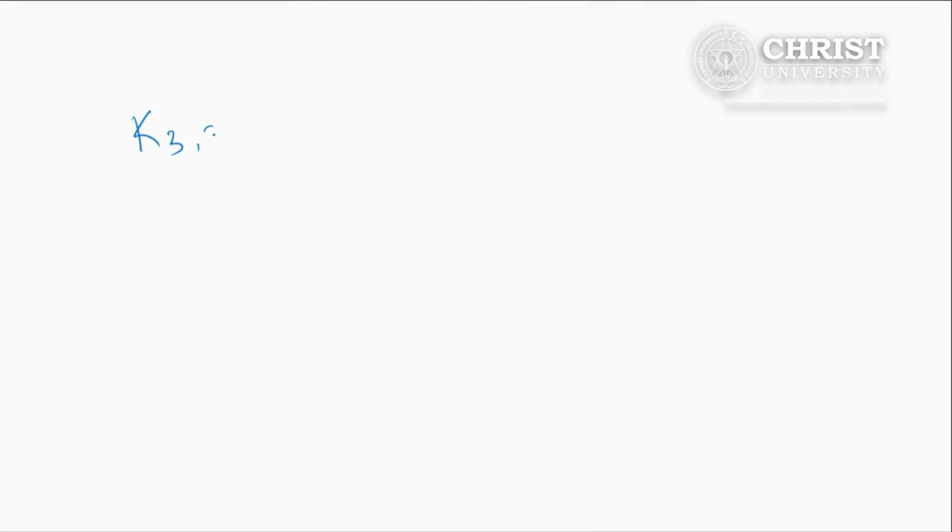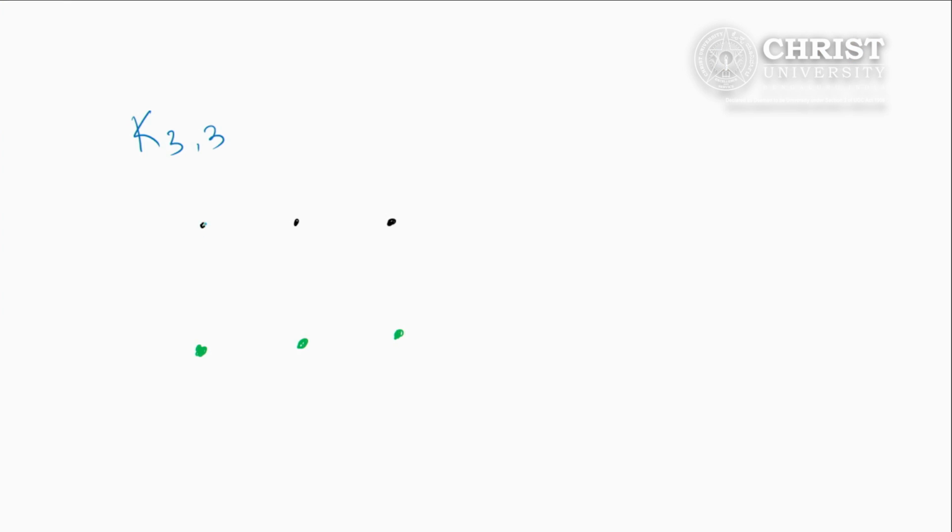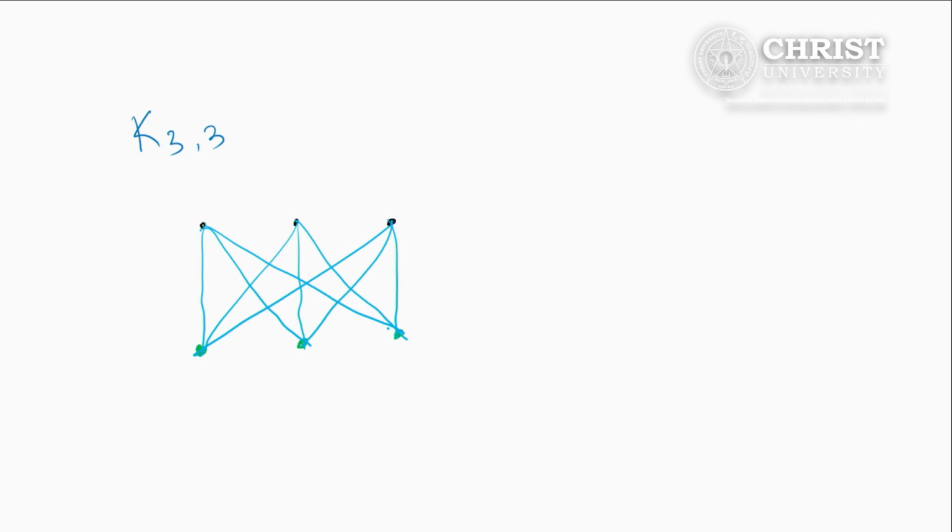Let us take one more graph, that is K3,3 with 3 black vertices and 3 green vertices. In this graph, with an edge between every black and green vertex, K3,3 is called a complete bipartite graph. Can you connect every black vertex to every green vertex so that there are no crossing edges? No. It turns out K3,3 is not planar. So, we can say that not every graph can be drawn in a plane way.